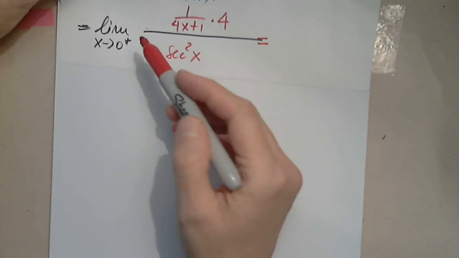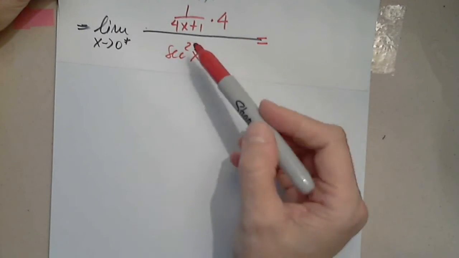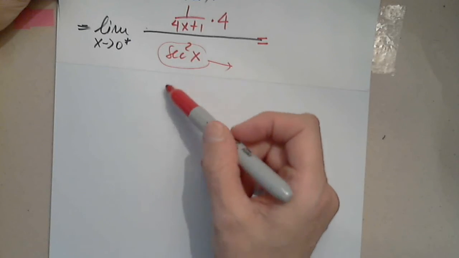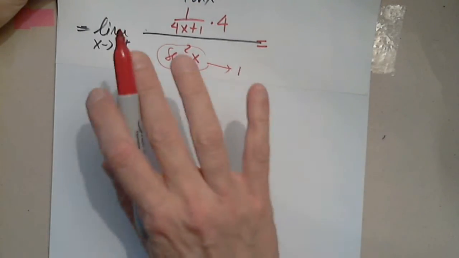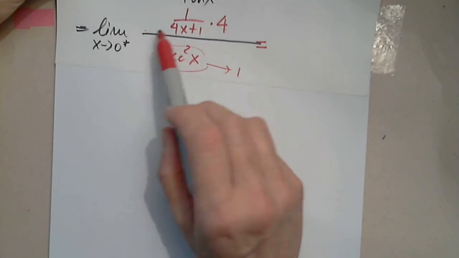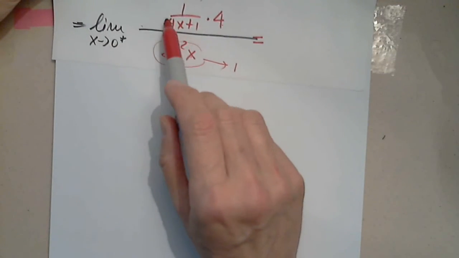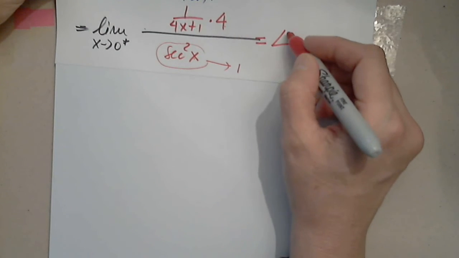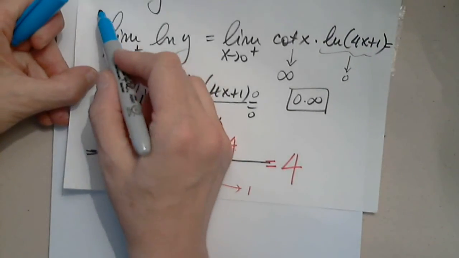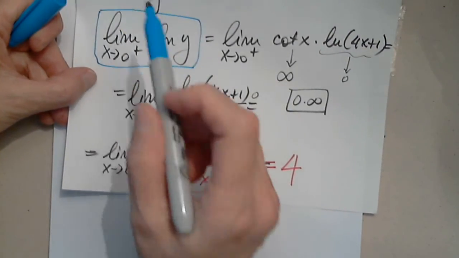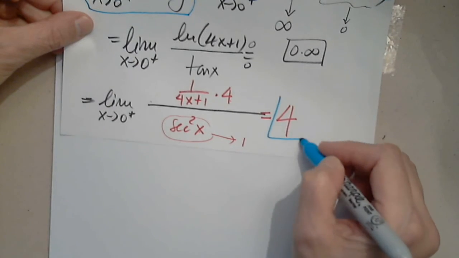Let's see what we get. Luckily the denominator is nice because it's 1 over cosine squared, and at 0 it is 1, very nice. The numerator, when x approaches 0, this is 0, so 4 over 1 is 4. But this is not done, right? I have two more steps. I have to copy the beginning and the end.